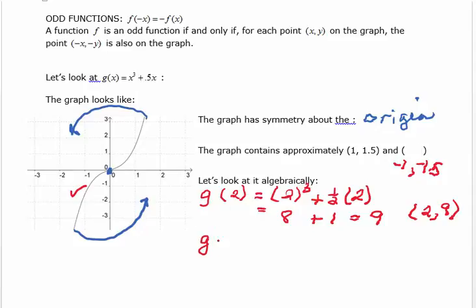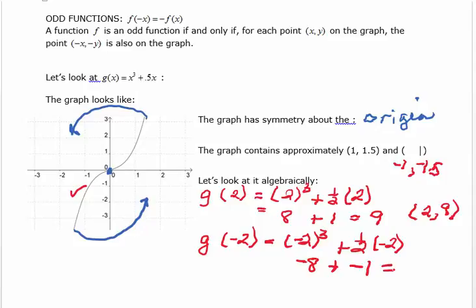So let's do g of negative 2, and we should get out the opposite of what we just found. So we should find that we get negative 9. Let's see if we do. Negative 2 cubed is going to be negative 8 plus 1/2 times negative 2, which will be negative 1, and negative 1 plus negative 8 is negative 9. One last thing when we're thinking about it algebraically, look at the exponents. The exponents are all odd. That is another kind of clue that we might have an odd function.